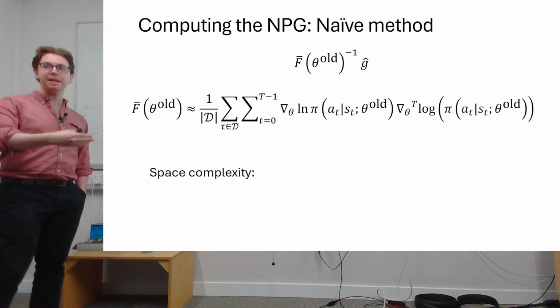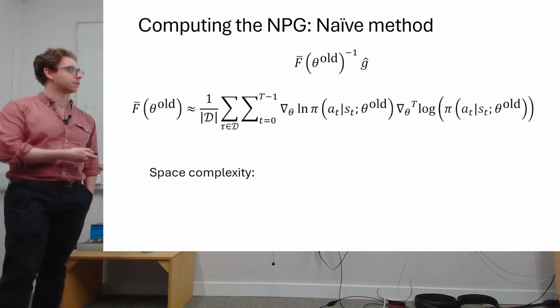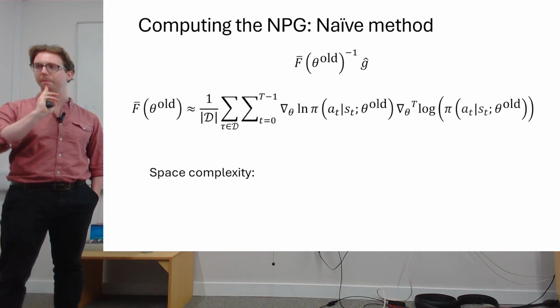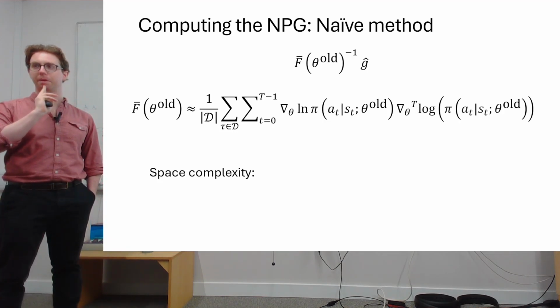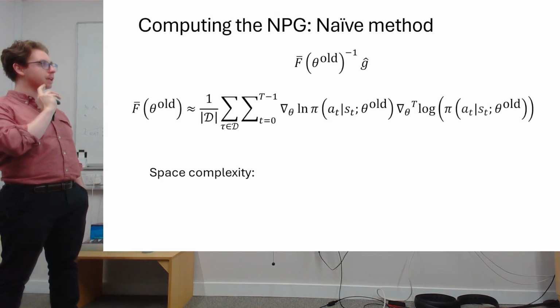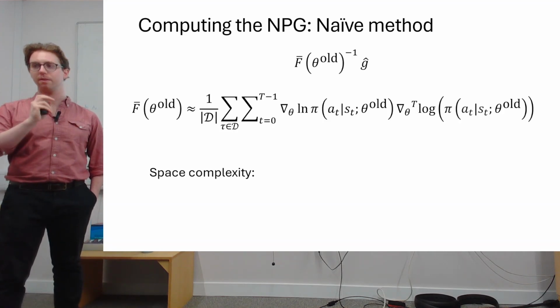What is the space complexity of this method in the number of parameters that I have? So in the number of parameters theta. Does anyone have any ideas? Space complexity: how does the amount of space, or amount of memory, I need to allocate change as I increase the number of parameters?